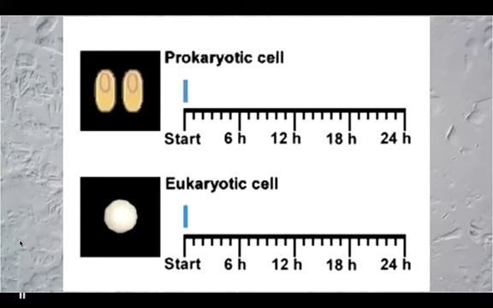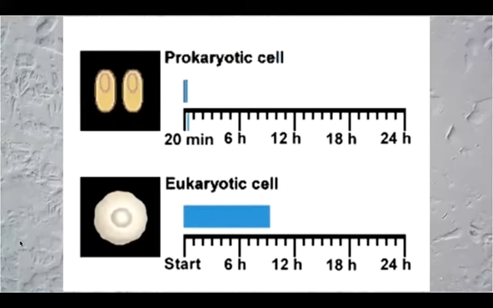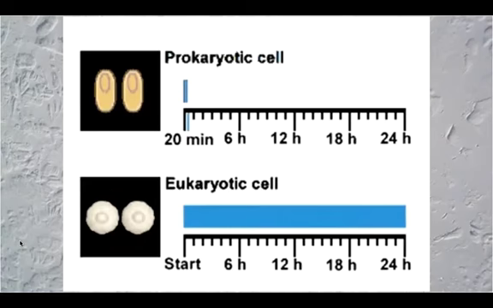Prokaryotic cells are much smaller and simpler than eukaryotic cells. It takes prokaryotic cells about 20 minutes to divide. Eukaryotic cells take much longer to prepare for cell division. Eukaryotic cells have to copy more DNA and build new organelles. It takes eukaryotic cells about 24 hours to divide.